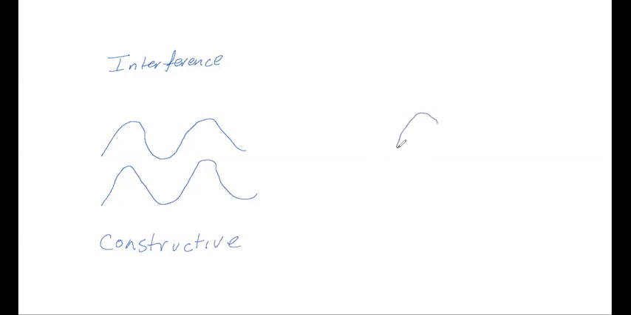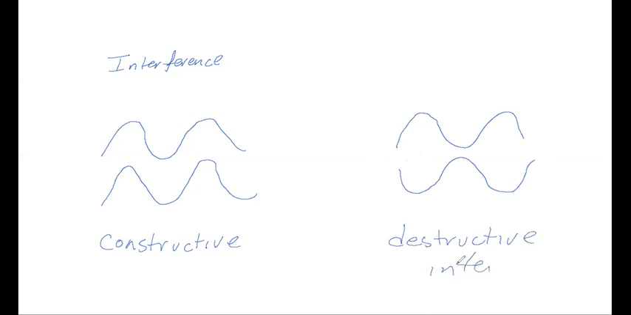Now, if they're out of phase, something like this, they cancel each other, and this is called destructive interference. So this phenomenon was used to prove that light was actually a wave. When light passes through two narrow slits that are close together, the two waves emerging from the slits diffract outward and overlap. So something like this.